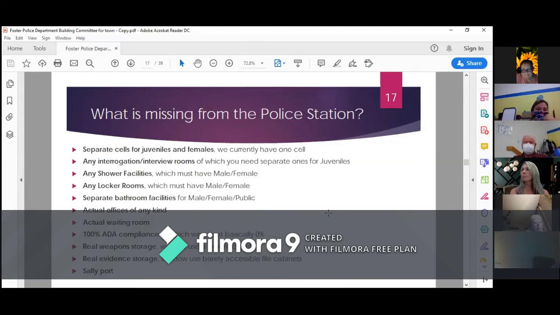No weapons storage. We store them in a broom closet. I'm probably being cynical, but basically it's a broom closet. Right? Same thing with evidence storage. I mean, you've got barely accessible filing cabinets where you're putting your files and everything else. It's kind of ridiculous. And you don't have a sally port. If anybody doesn't understand what a sally port is, that's a secure area that the police vehicle can drive into with the person they're detaining, close the door, and let the person out, so that person can't escape out into the general public. So that's kind of how that goes.